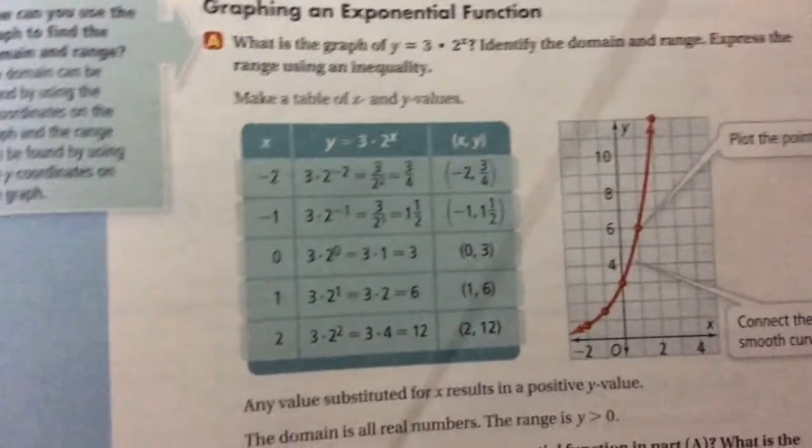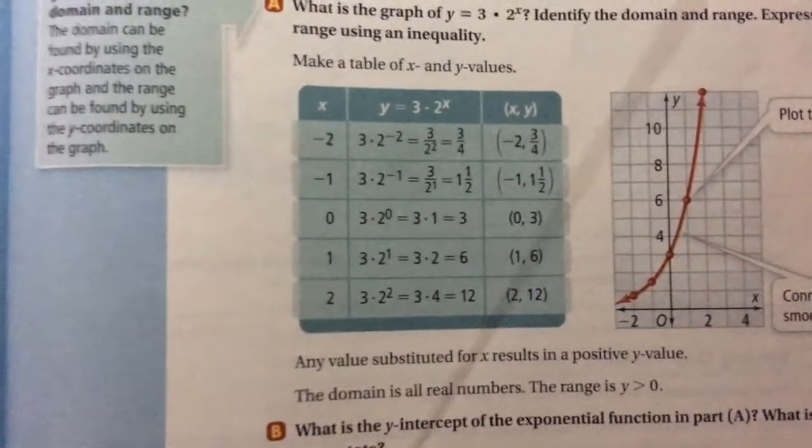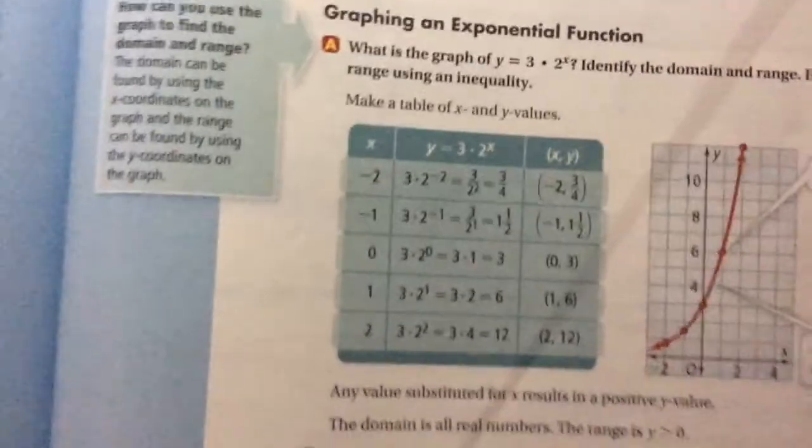0, 3 to the 0th power. Well, anything to the 0th power is going to be 1, so 3 times 1 is 3, giving me the y value of 3. And as you can see, the table just keeps going that way. So what I'm going to do now is kind of wrap this up. I'm going to turn it back to me for a few minutes, and then I'm going to let it be.